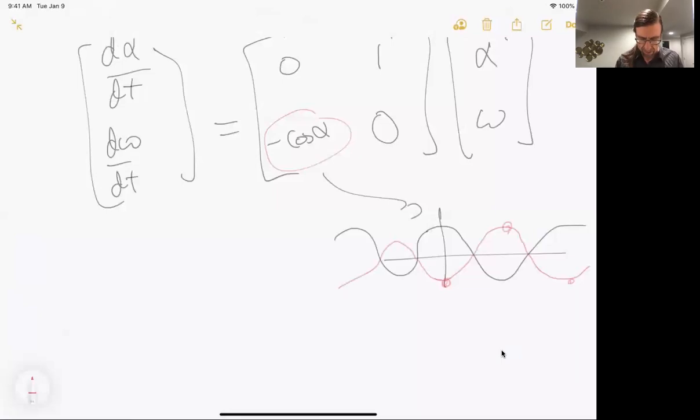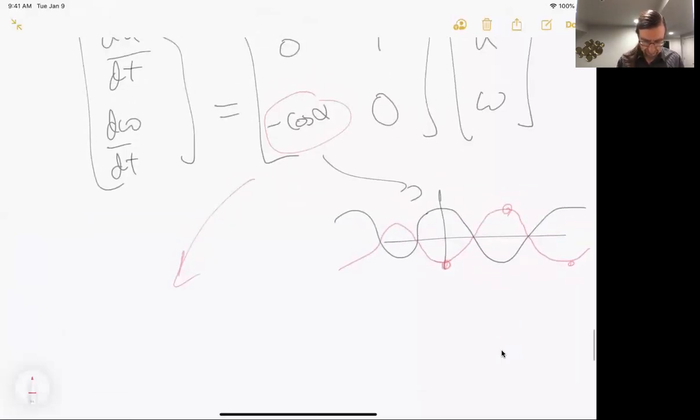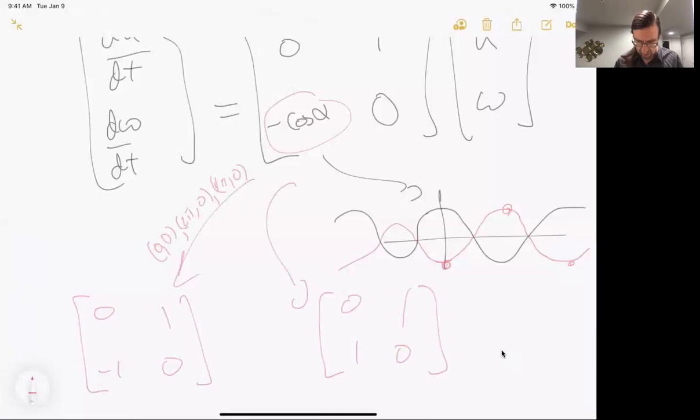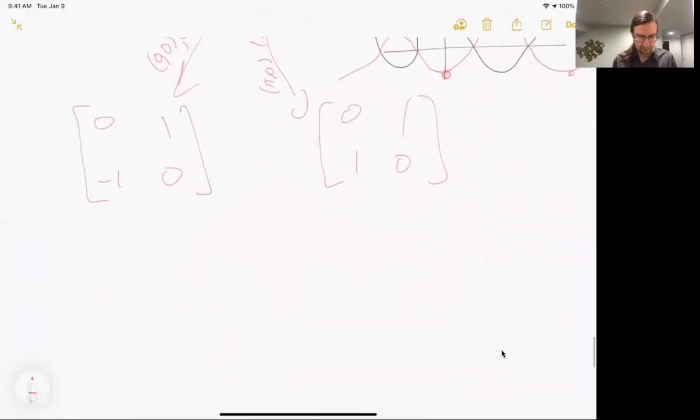Okay, so this matrix right here is either [0, 1; -1, 0] for (0, 0), (2π, 0), (4π, 0), etc. All the even multiples of π. Or we get the matrix [0, 1; 1, 0], and those are for the odd multiples of π. So (π, 0), (3π, 0), etc. The odd multiples of π. Let's see what these are.